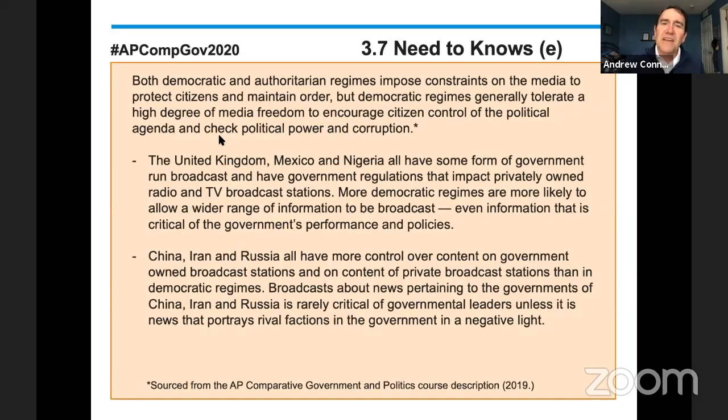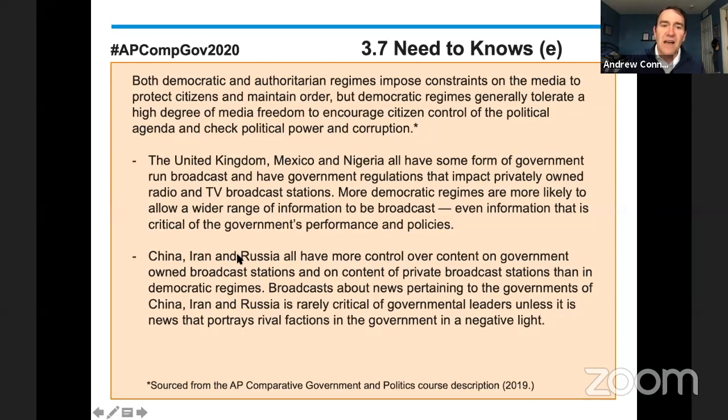But we know that democratic regimes are more likely to allow a wider range of information to be broadcast, particularly news or speech that is critical of the government's performance, critical of the government's policies. And that's one of the ways you can measure a democracy, is how much criticism is allowed, particularly in broadcast media, where we know the government does have regulations and controls, but how much restriction is there of the government trying to restrict access to critical news in broadcast media specifically.